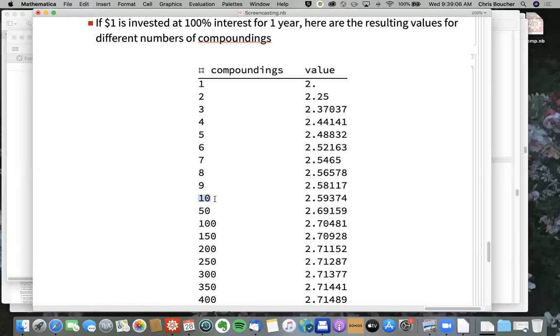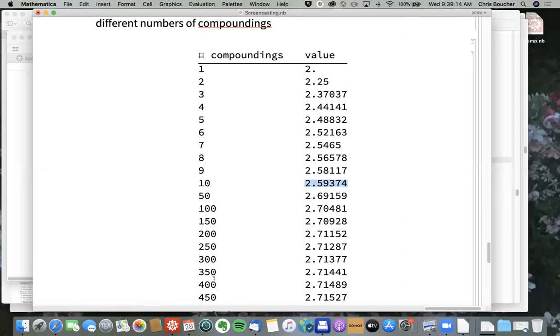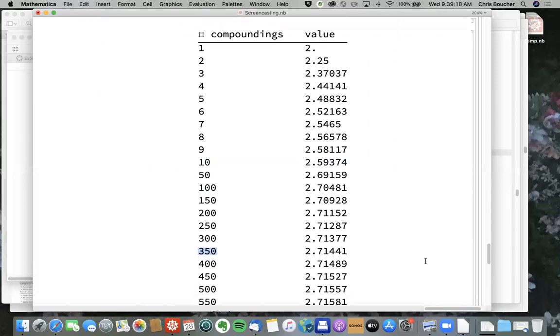So this is almost monthly. Monthly would be 12, not 10 compoundings. And our $1 grows to about $2.59. Daily compounding is roughly here, right? It's 365, so it's close to 350. Now I'm getting $2.71 or so.